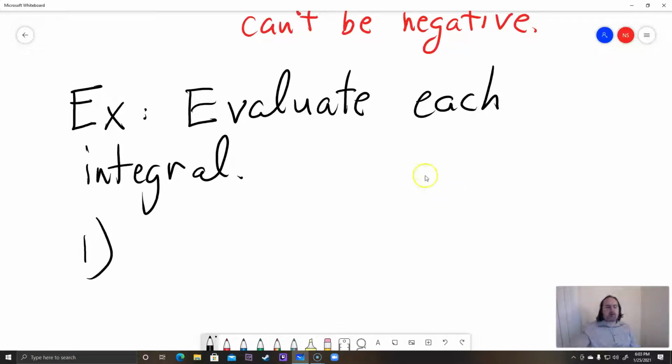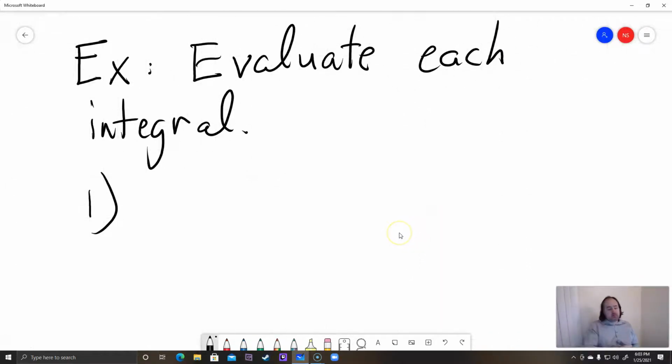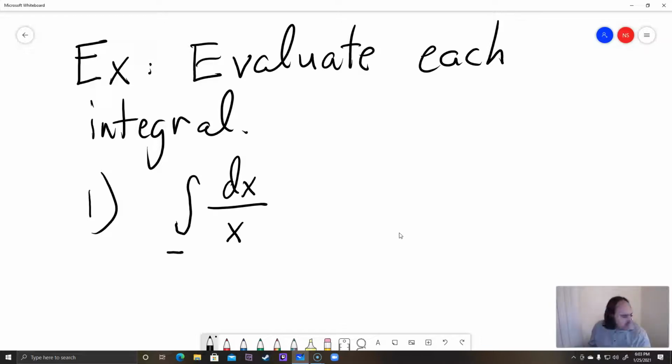Okay, and for our first example, we're going to be evaluating a relatively easy integral. This one is the integral of dx over x from negative 7 to negative 3. Hopefully you remember this from calculus 1, but this is a definite integral, which means you integrate first and then you plug in the numbers at the end.